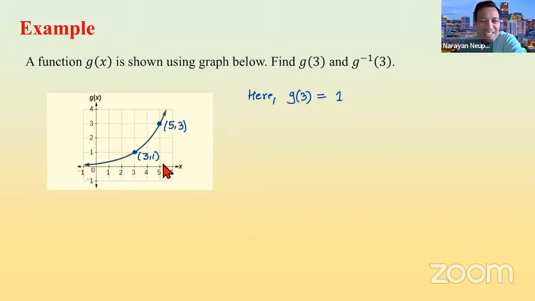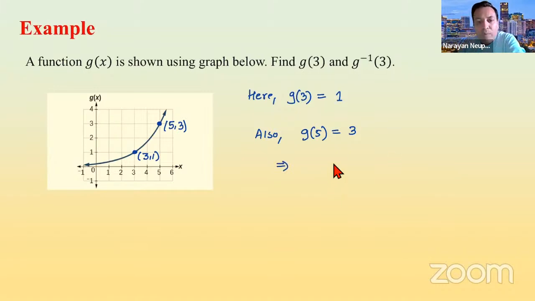Now, let's look at the second point. The second point looks a little tricky, because in the second point, you can see the function g of 5 is 3. g of 5 is 3. That is given to you. But the question is asking us to find g inverse 3.